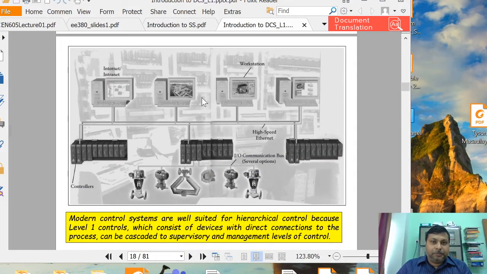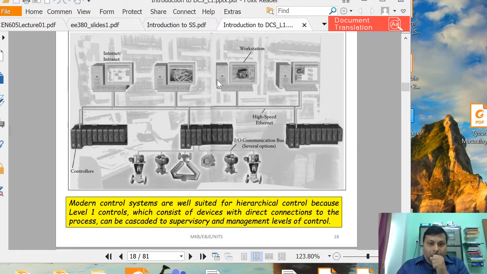One example has been given here. As I told you, modern control systems are well suited for hierarchical control, because level 1 controls consist of devices with direct connection to the process. This is the level 0 devices. These are the several IO devices, input output devices, the control valves and some sensing devices. Here you see the picture of a flow sensor, which is known as a Coriolis mass flow meter.